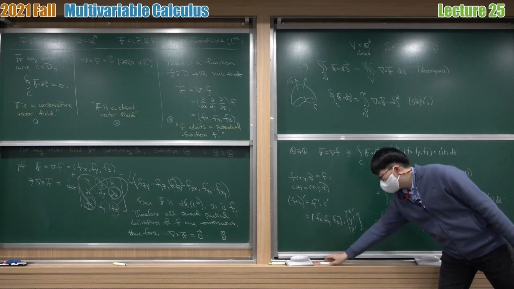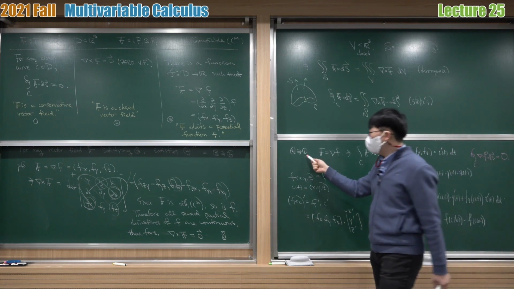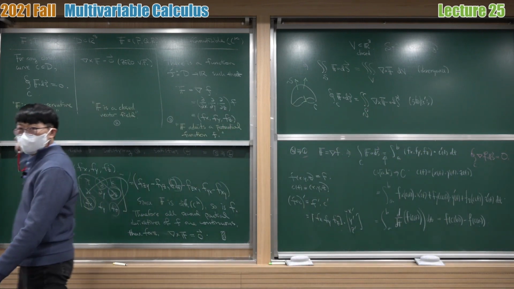So what happens when you take the line integration over a closed curve? What happens? In a closed curve, the starting point is equal to the end point. So you're subtracting the same point, same number, okay? Therefore, it's 0. So we proved that this condition is always true, okay?